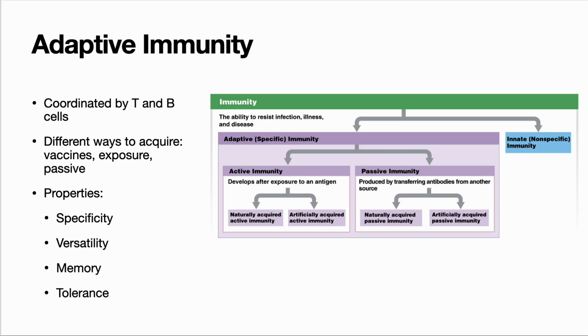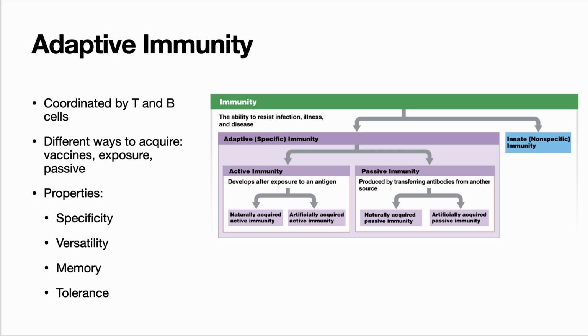Adaptive immunity is also known as specific immunity because in adaptive immunity, we are going to be targeting specific antigens of pathogens. This will be done through a coordinated response by T and B cells, which are types of lymphocytes. And we're going to see that adaptive immunity exhibits four unique properties that we don't see with innate or nonspecific immunity. So those four properties will include specificity, versatility, memory, and tolerance.